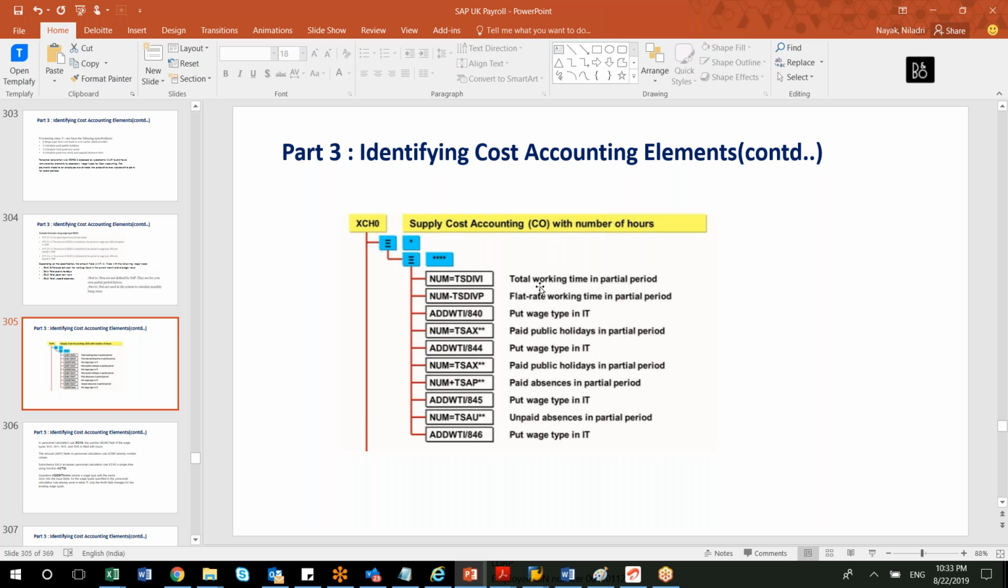I'll give one scenario here. When I say total working time, it may be 6 days per week or 5 days per week. Some organizations have 5 days per week, and some organizations have 6 days per week. Accordingly, depending upon those values, this calculation may vary.